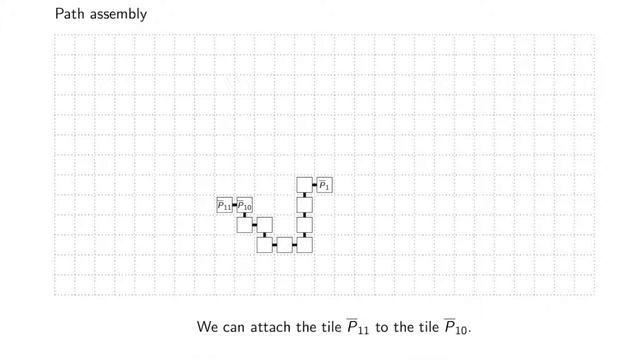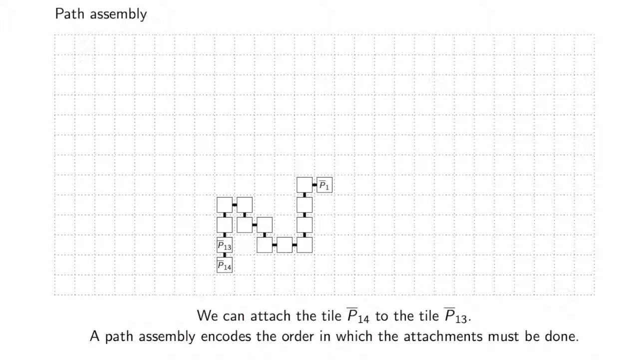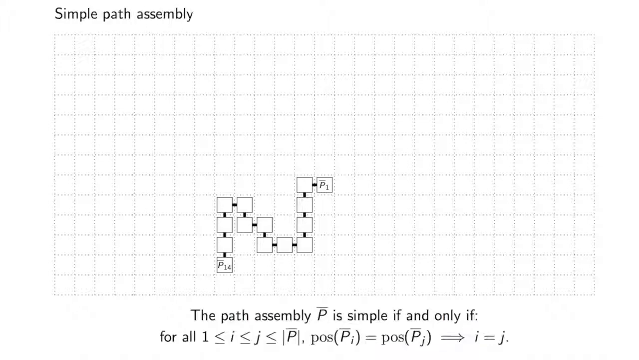The tile P11 can be attached to the tile P10. The tile P12 can be attached to the tile P11. The tile P13 can be attached to the tile P12. And we finally obtain the path assembly P. Then, unlike an assembly, a path assembly also encodes the way to produce it from a single tile.